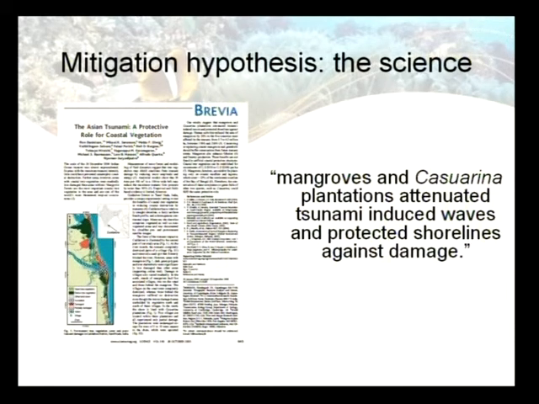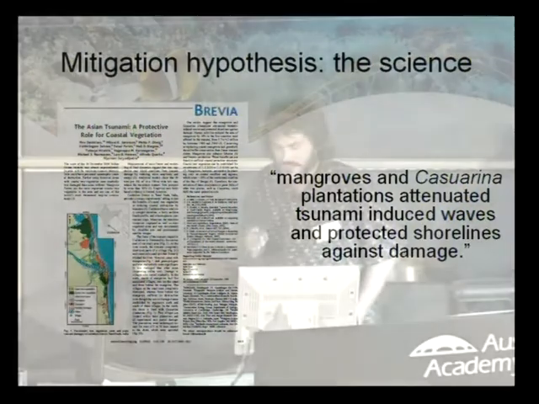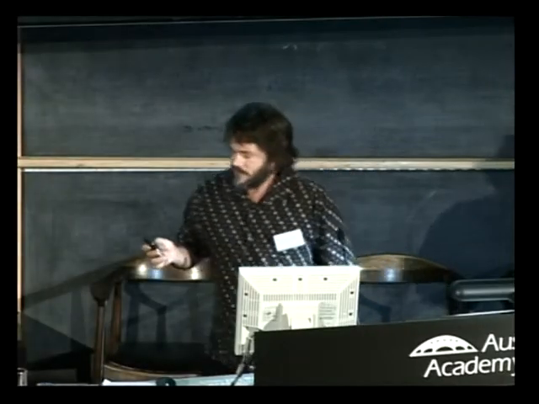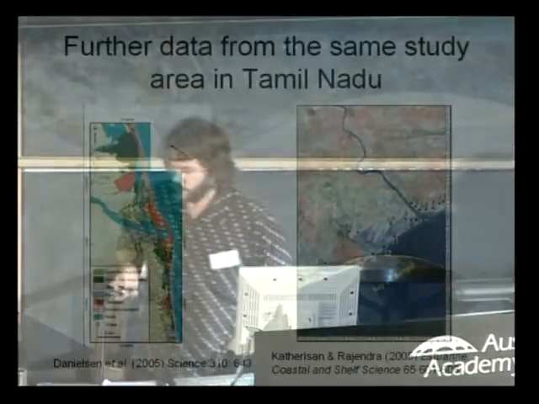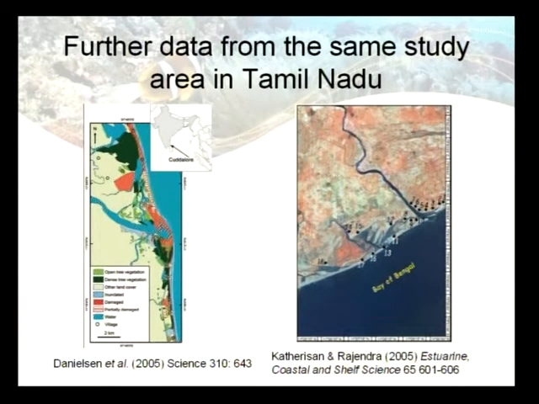And they came to the conclusions that mangroves and casuarina plantations had attenuated the tsunami waves and provided some protection for coastal villages. There are a number of flaws with that paper, which Alex Kerr and I pointed out in a technical comment to Science, which wasn't published. But very shortly after that, we had the chance to test it with some other data from another study by some Indian scientists, and the data was published in Estuarine and Coastal Shelf Science.